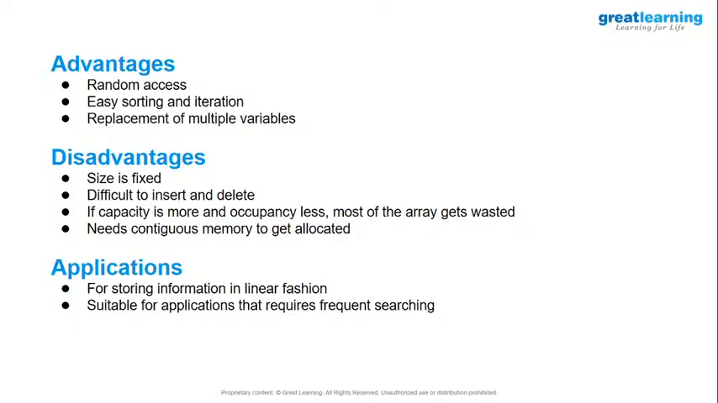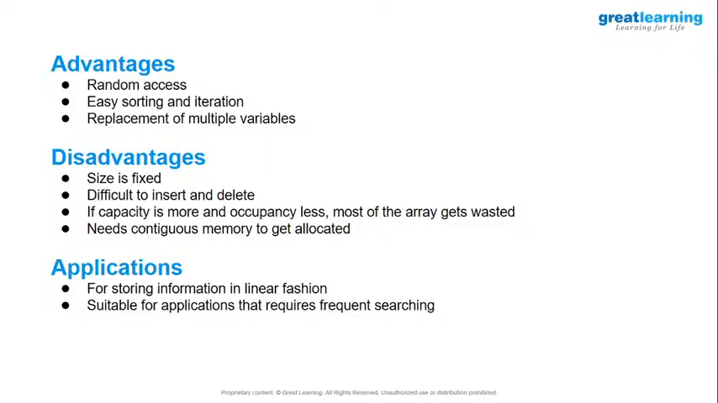Needs contiguous memory allocation. What do you mean by this? If chunks of memory are available here and there, you can't use them in the case of arrays, right? If we talk about a linked list, that can be used, but not in the case of this. Cool. So why it's difficult to insert and delete, coming back to that.